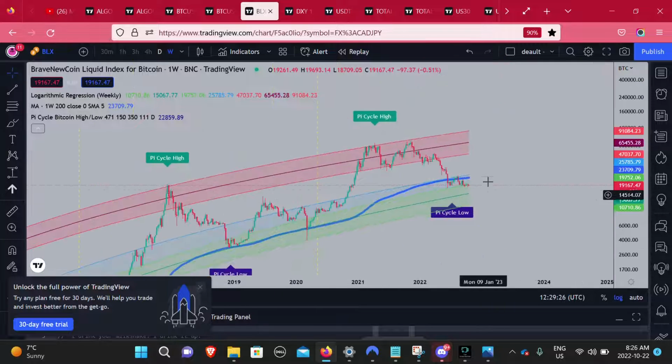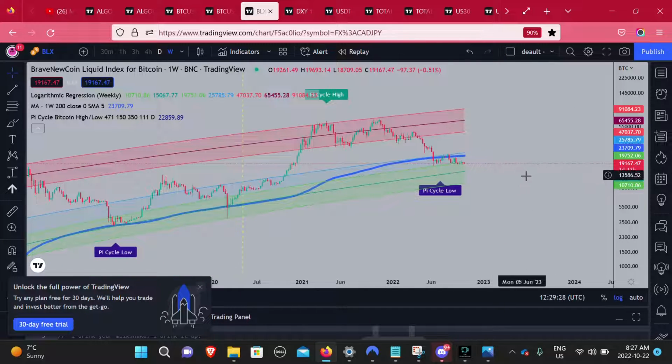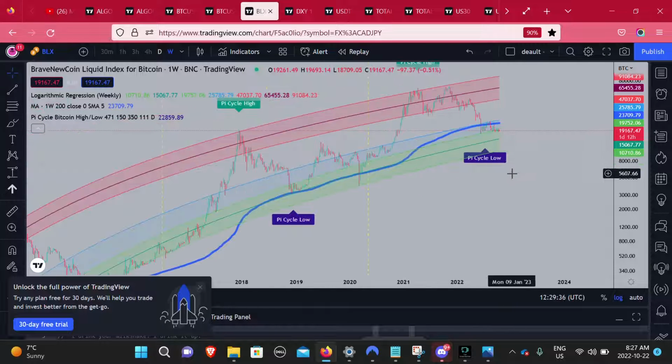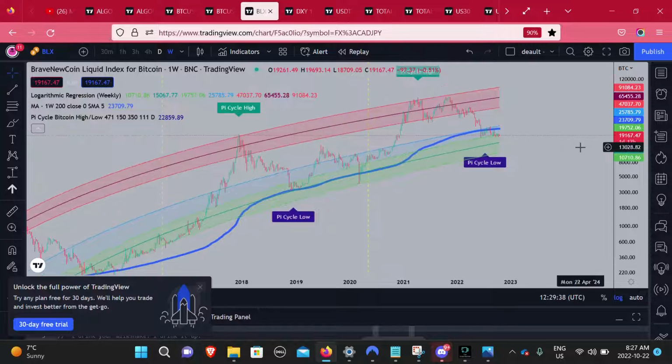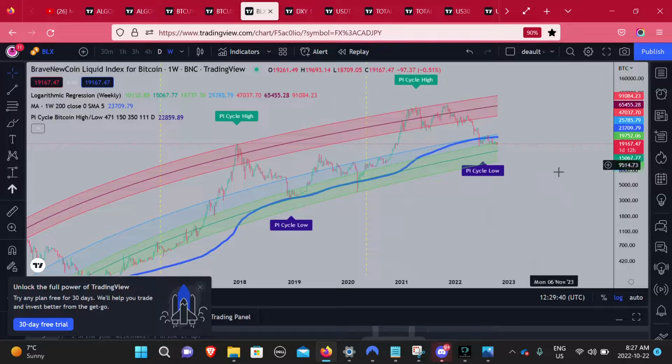And have your stop losses, of course. If it goes below 17K, then a lot of people are saying that it can get really ugly for alts. But practice risk management. Have stop losses on either side of the trade, and you should do well.